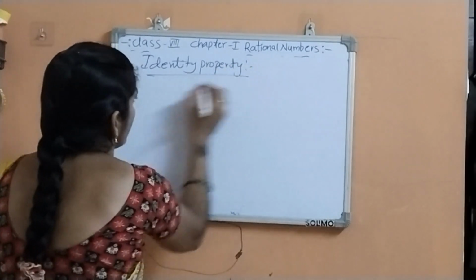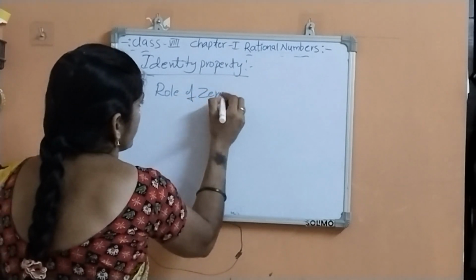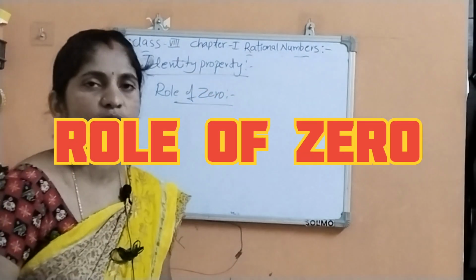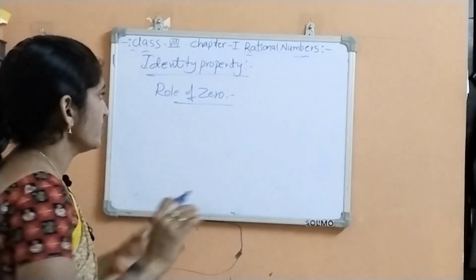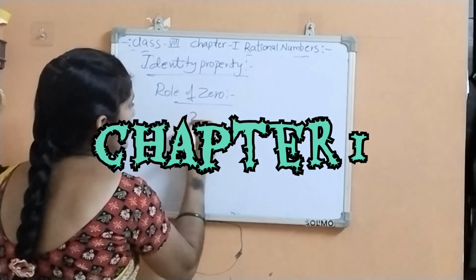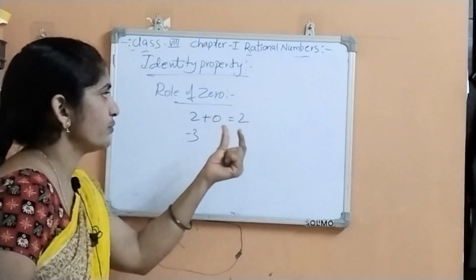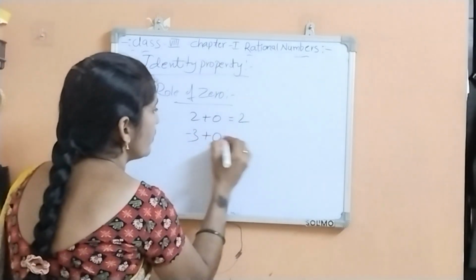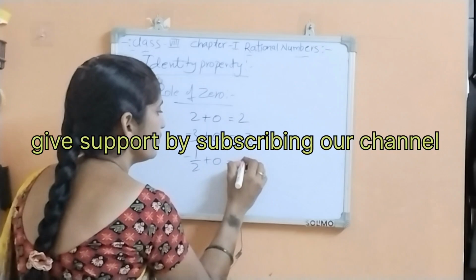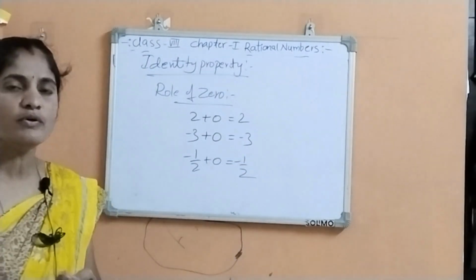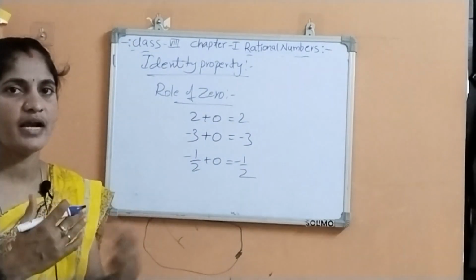Identity property, role of 0. What is the role of 0 in rational numbers or in any system? If we add any number to 0, what will we get? We get the same number: 2 plus 0 is 2. If we add 0 to minus 3, we get minus 3, it remains the same. If we add 0 to minus 1 by 2, we get minus 1 by 2. So the value of the taken rational number remains the same by adding 0.